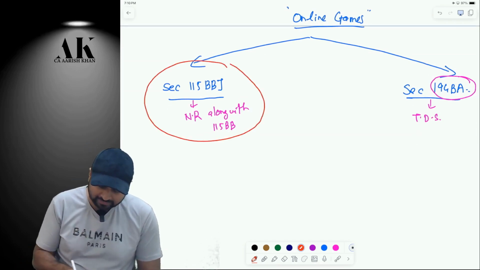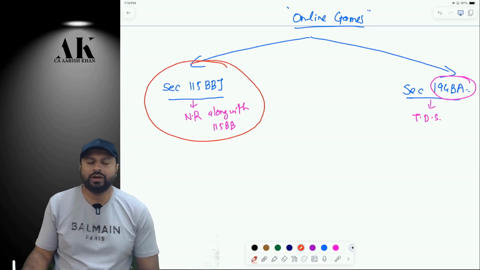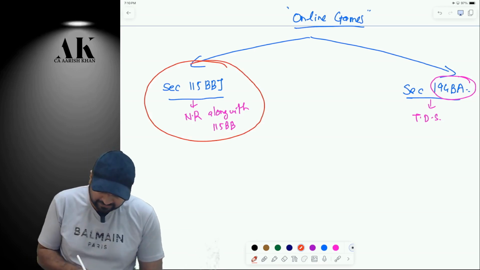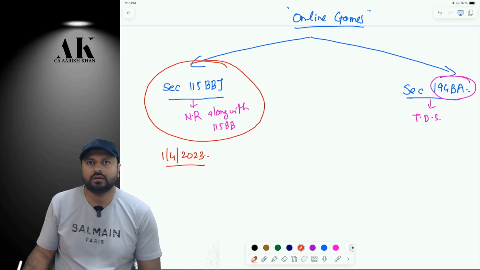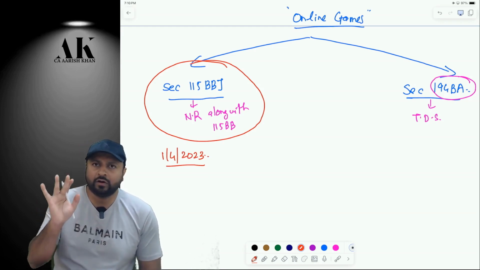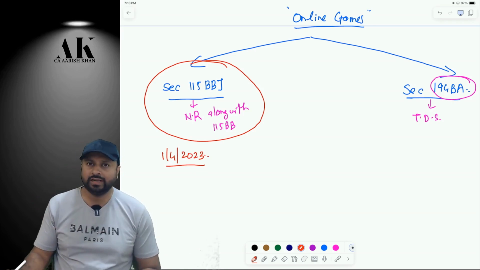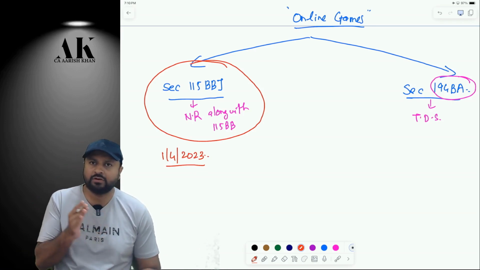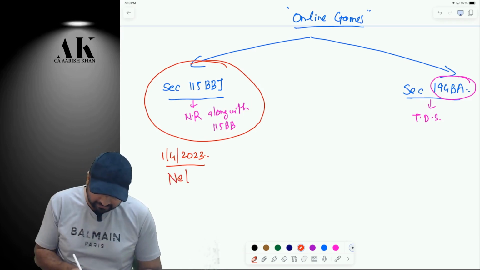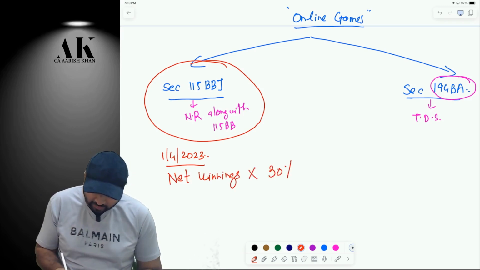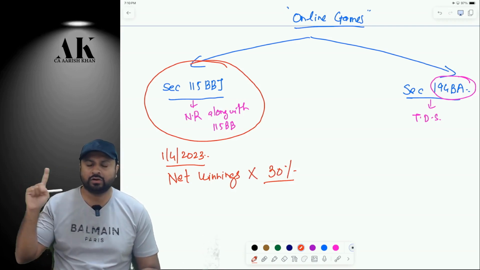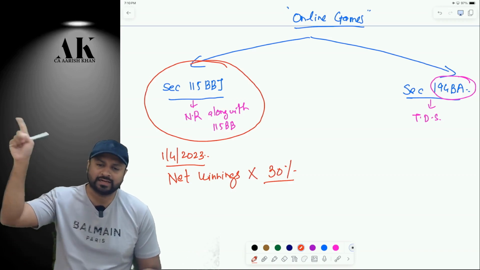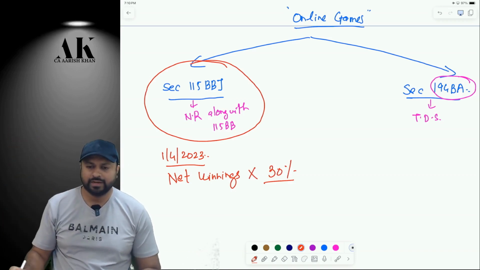What is 115BBJ? 115BBJ says that with effect from 1st of April 2023, if you earn anything in online games, then your net winnings will be taxable at a flat how much? 30%. Just like lottery, crossword, puzzle, horse race, etcetera. Okay? It will be taxable at 30%.